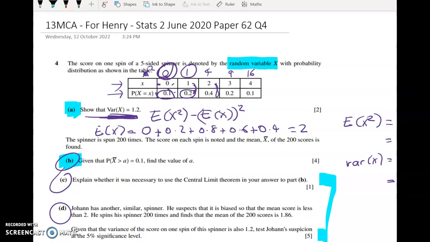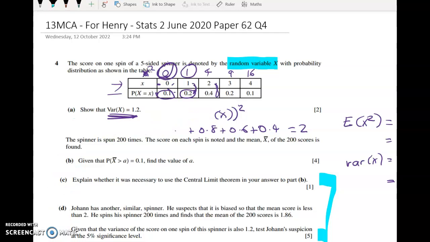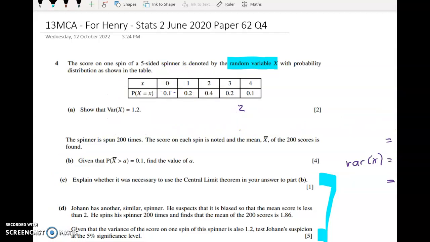Okay, now this next bit reads a little bit weirdly. We're told that the spinner is now spun 200 times, and the score on each spin is noted, and the mean of the 200 scores is found. So we're going to want to work out the distribution of the sample mean. And we can do that using some of the results that we've got, but I'm going to do that quite slowly so that you see where that result is coming from. And then we're told that the probability that the mean is bigger than some number is 0.1, find the value of A.